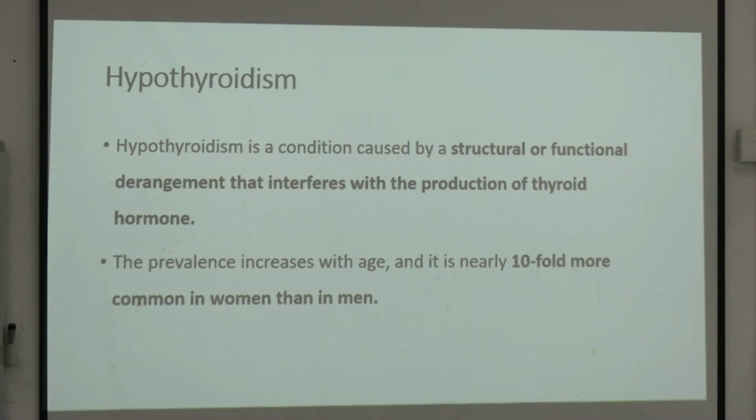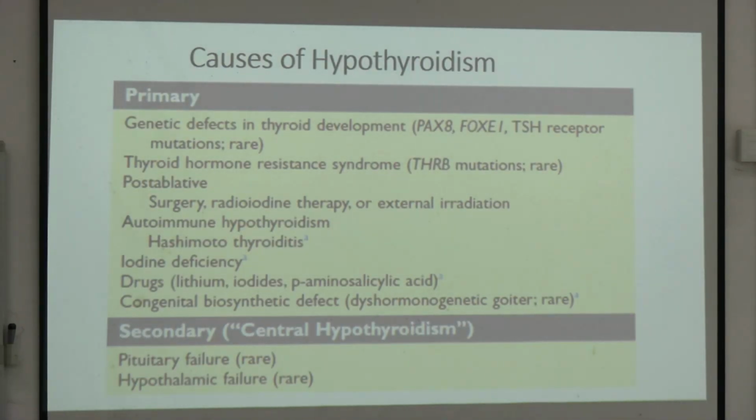Now, hypothyroidism. Hypothyroidism is a condition caused by a structural or functional derangement that interferes with the production of thyroid hormone. The prevalence increases with age, and it's nearly tenfold more common in women than in men. Now the causes of hypothyroidism, primary and secondary: from your exam point of view, autoimmune hypothyroidism or Hashimoto thyroiditis and iodine deficiency. These are the only important ones for you.